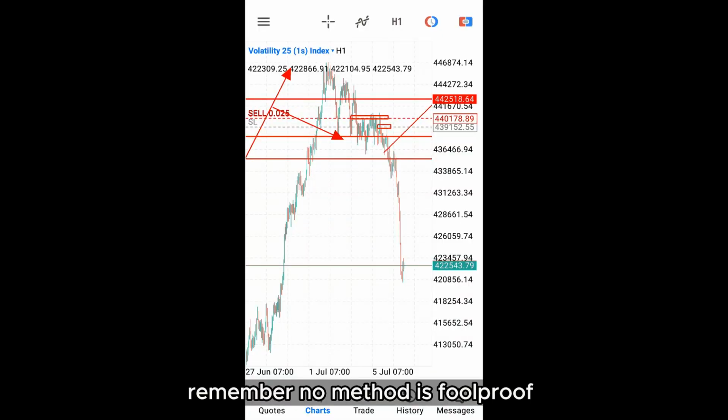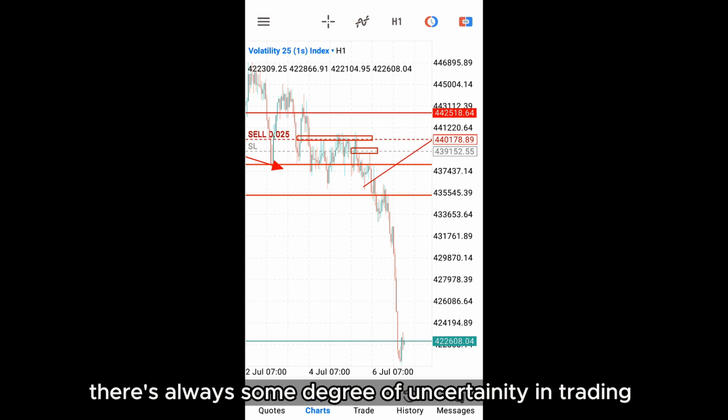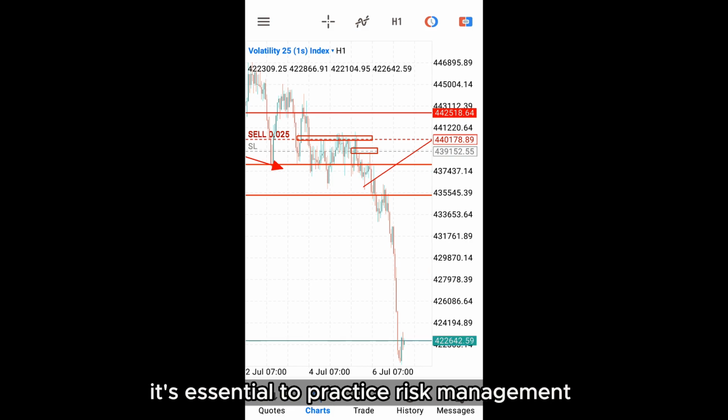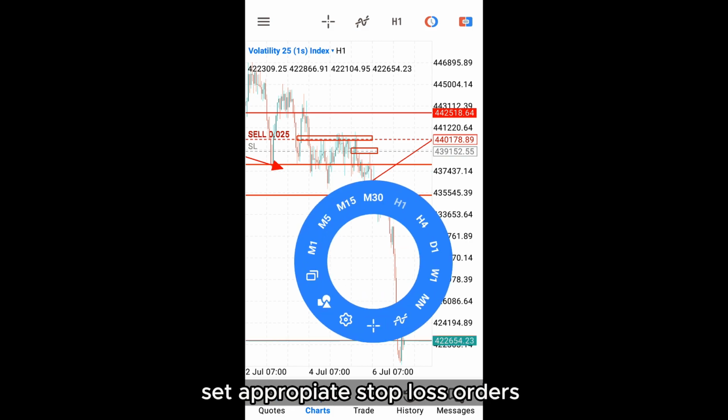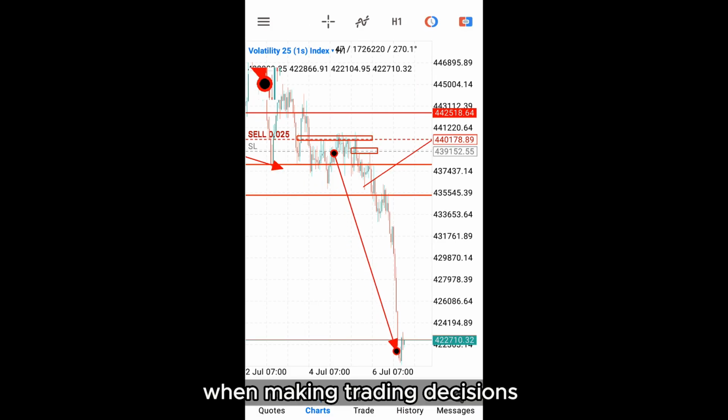A few moments later. Remember, no method is foolproof. There's always some degree of uncertainty in trading. It's essential to practice risk management, set appropriate stop loss orders, and consider the broader market context when making trading decisions.